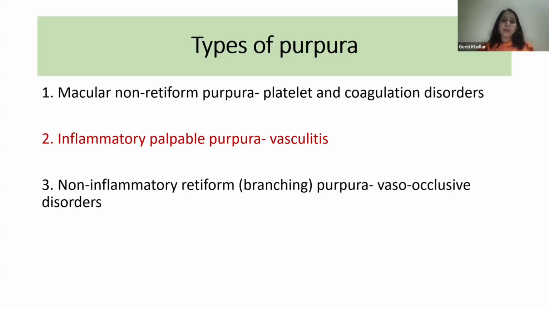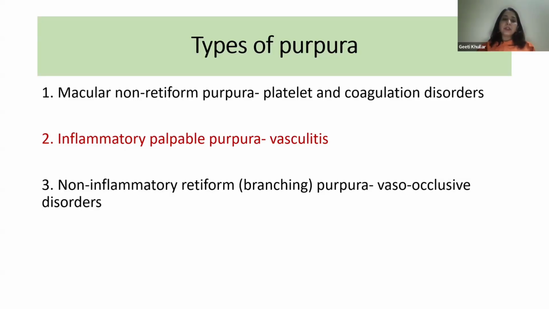This could be either a macular purpura, which is non-retiform macular purpura. Now, this is often seen in platelet coagulation disorders due to thrombocytopenia and other coagulation diseases, which normally do not come to us. They are often seen with hematologists.